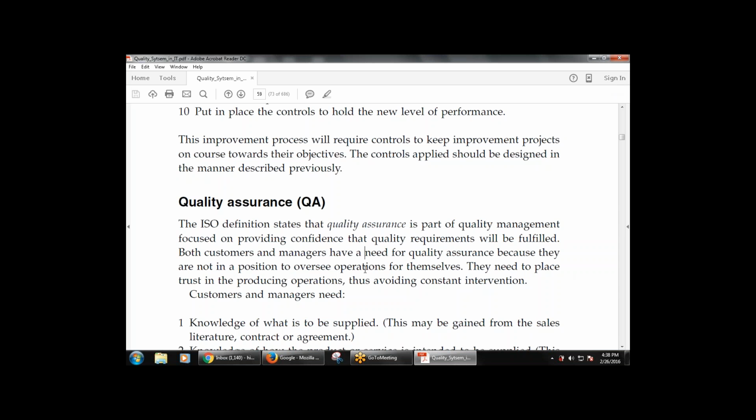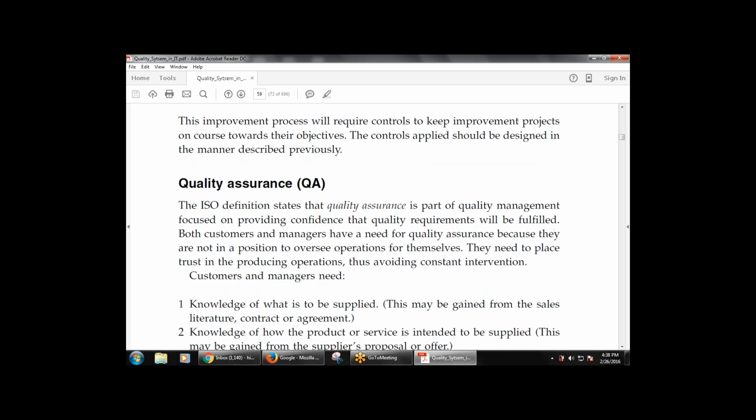need it for the quality, to oversee the operation for themselves. So quality assurance is needed by both the customer and the manager, because it means there is assurance that the quality is very good, and they need to place trust in the producing operation, therefore avoiding constant intervention.